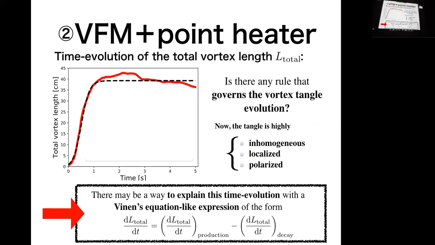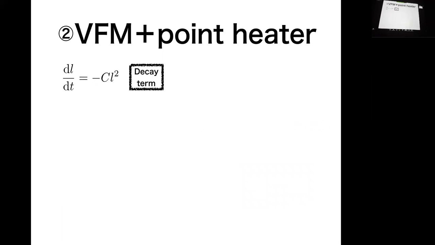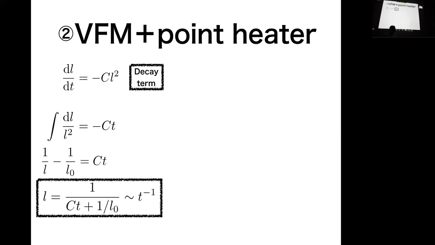time evolution with a Vinen equation-like expression of the form: the time derivative of total vortex length equals a production term and a decaying term. Let's see term by term. So the decaying term in Vinen's equation looks like this. Because it's simple, we have an analytic expression which tells us this L decays inversely proportional to time.